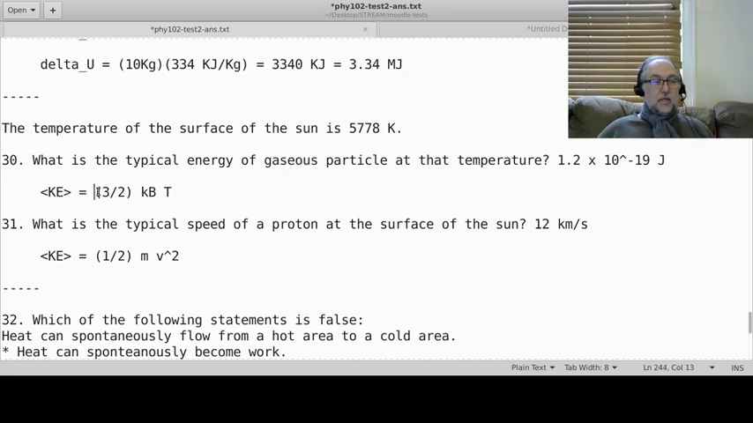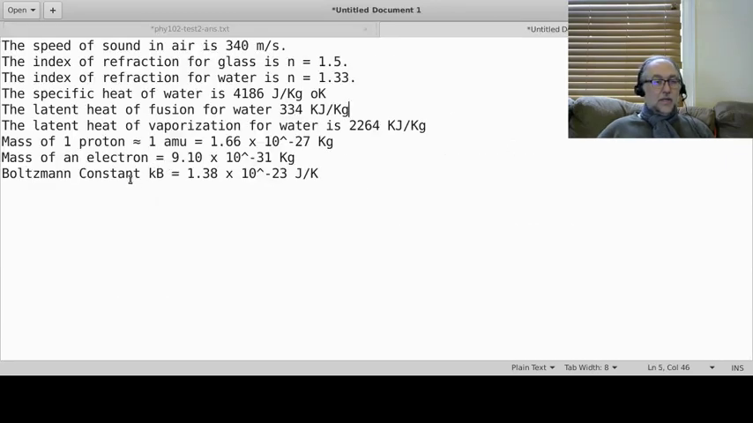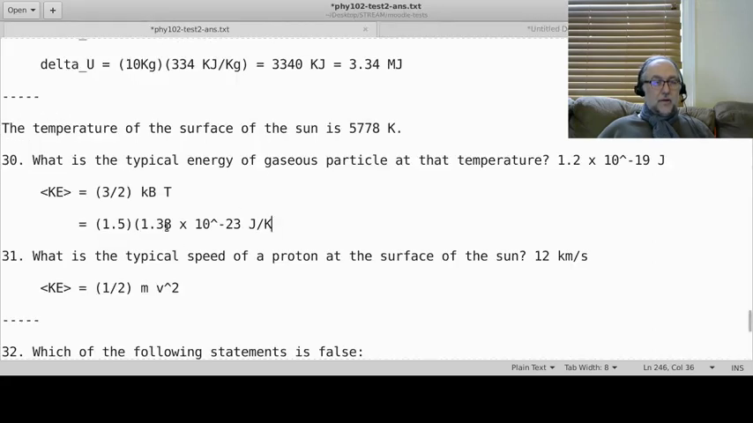The average kinetic energy is 3/2 times K Boltzmann times T. All right, and it's just a matter of plugging in. So that's 1.5. K Boltzmann, I gave that to you, and it's right there. Okay, so let's copy paste that in here. It's 1.38 times 10 to the minus 23, a very small number of joules for every degree Kelvin. Basically, K Boltzmann is a constant which converts from Kelvin to joules.